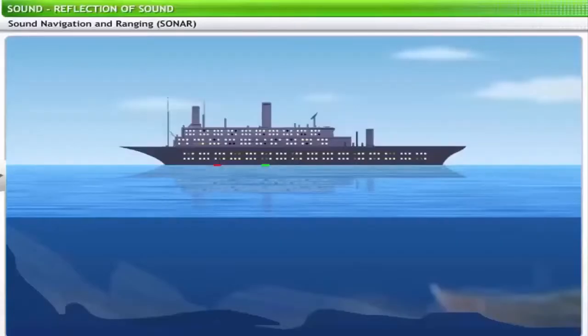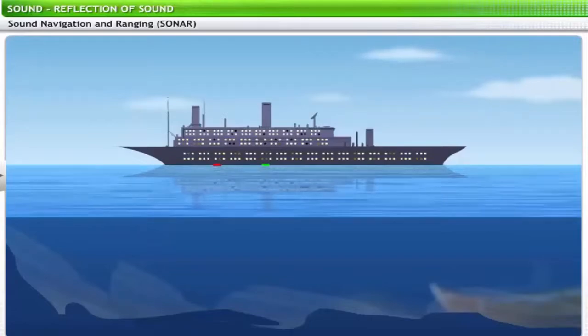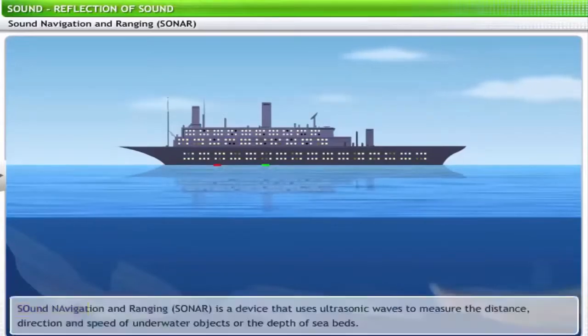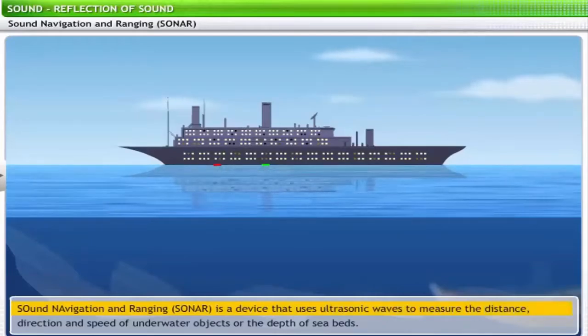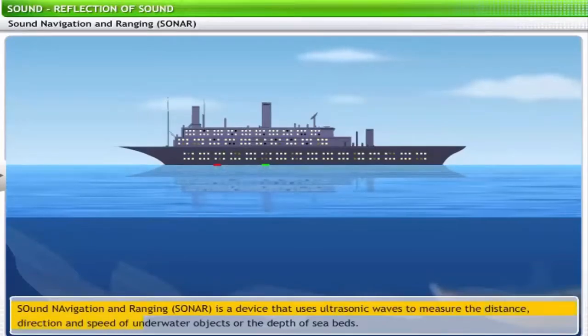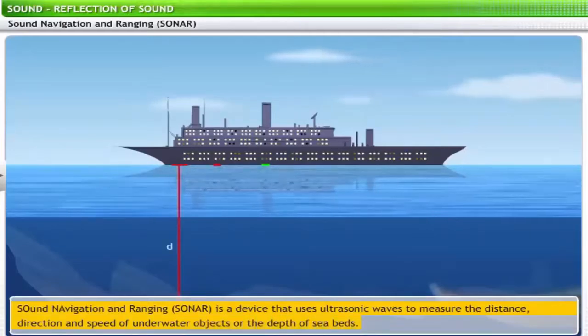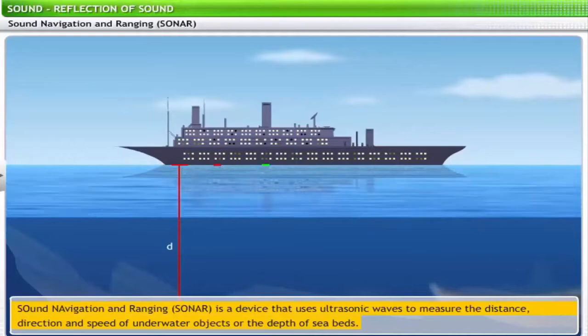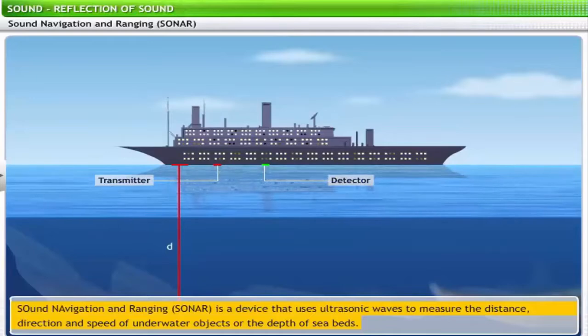Sonar stands for Sound, Navigation and Ranging. Sonar is a device that uses ultrasonic waves to measure the distance, direction, and speed of underwater objects, or the depth of sea beds. It consists of a transmitter and a detector fitted at the bottom of a ship. Let's see how it works.